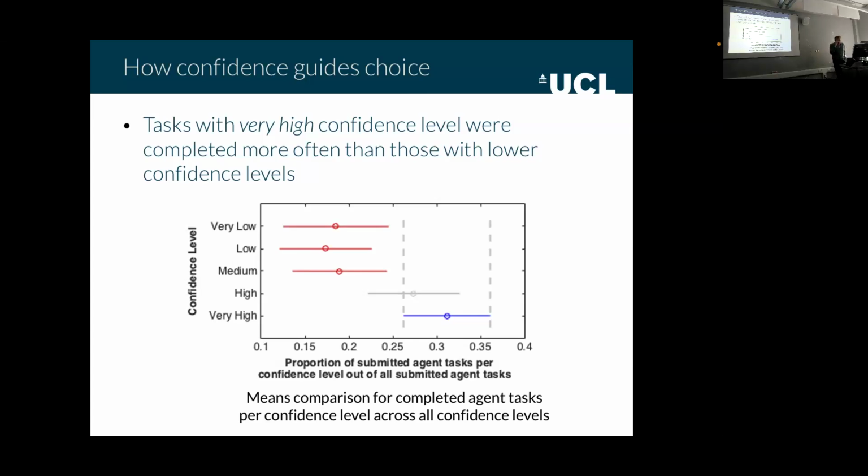this group. So from a UI design point of view, this is good news, because this means that if you're working with an algorithm which makes confidence information available, you should present that to users, because people can make sense of it and they can change their behavior using that.